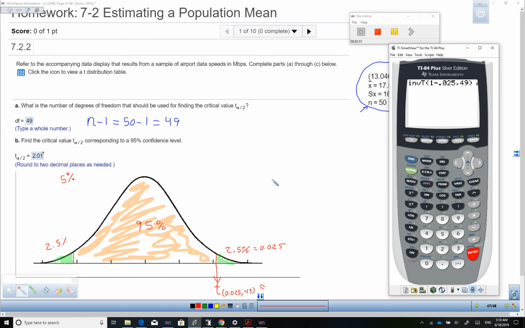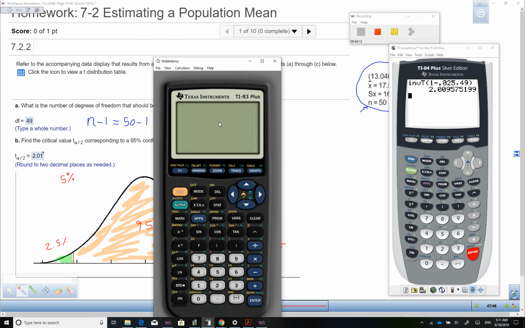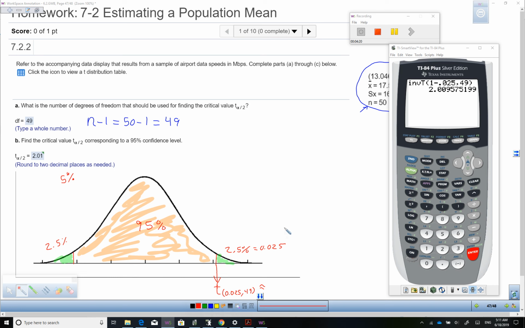So that's how you do this problem with the TI-83, and we'll create another video on how to find this critical value with a TI-83, the older model, like some calculator that looks like that. This one doesn't have the inverse t, so it will be a little bit different. But that will be another video.